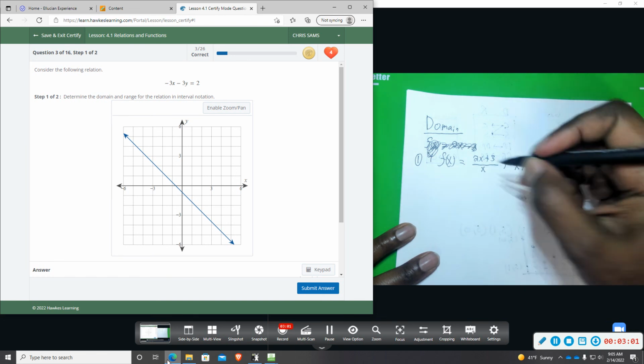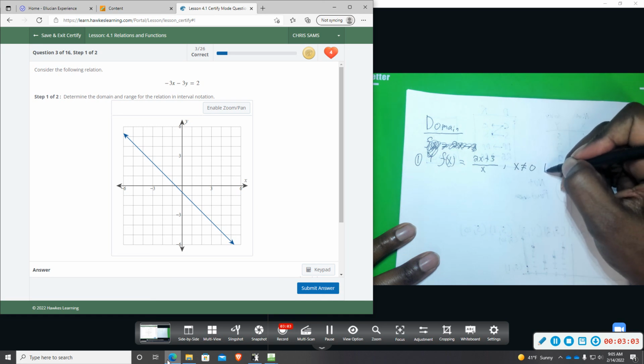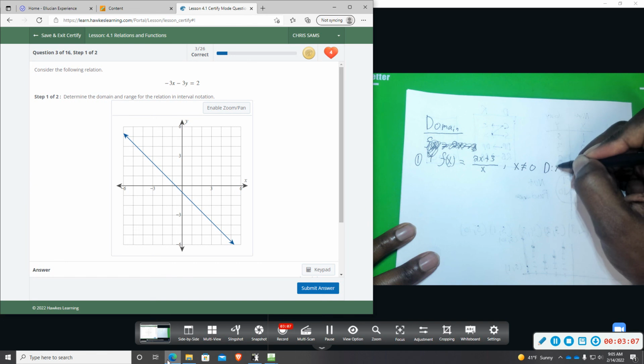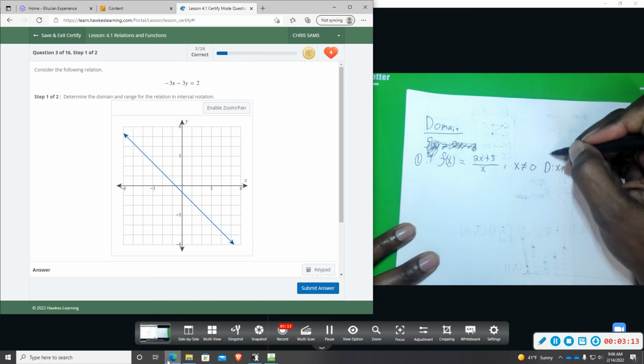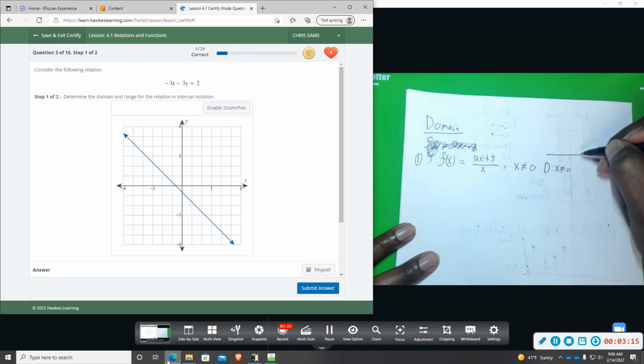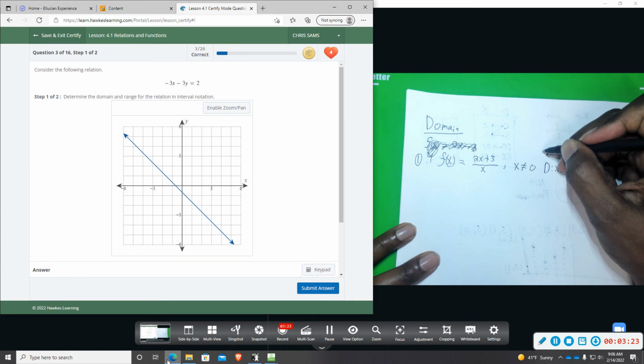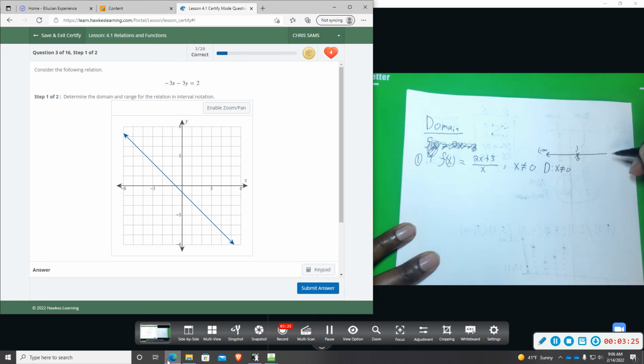So in this case, your domain, there's a couple different ways to write it. You can just say domain is x cannot be 0, which means you can use any number except for 0. Now, if you were to look at that on a number line, here is 0, and you would get rid of that point, which would cause a gap in your number line. So you can use any other number except for 0.